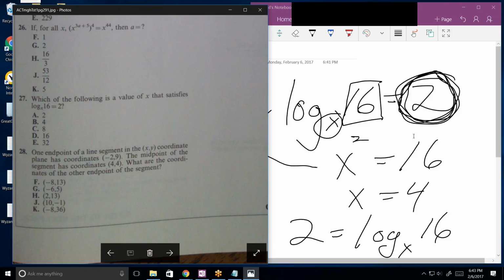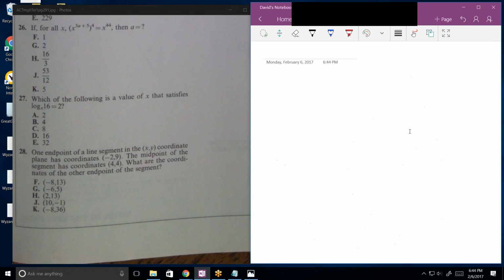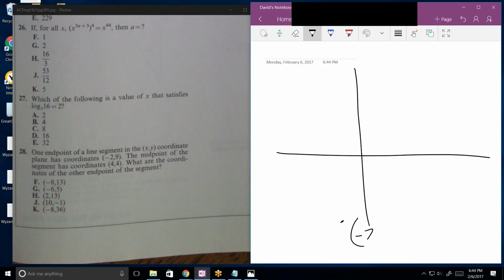Okay, about 28. One endpoint of the line segment, xy coordinate. Midpoint of the line segment. Not sure you have to draw a picture here, but it's very helpful. Let's put the first one on there. Now, what you definitely do not need to do is grid it. In other words, do not waste your time putting a grid on there. Just approximately put where that point is, always. Okay, and the midpoint is at 4, 4.